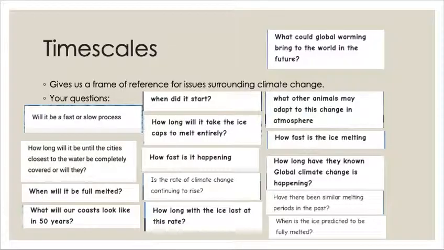Timescales are important when we're talking about climate change because they answer a lot of questions. These are ones from Westside students that all had to do with time. How long until cities closest to water are completely covered, or will they be? When will it be fully melted? I believe that refers to ice caps.